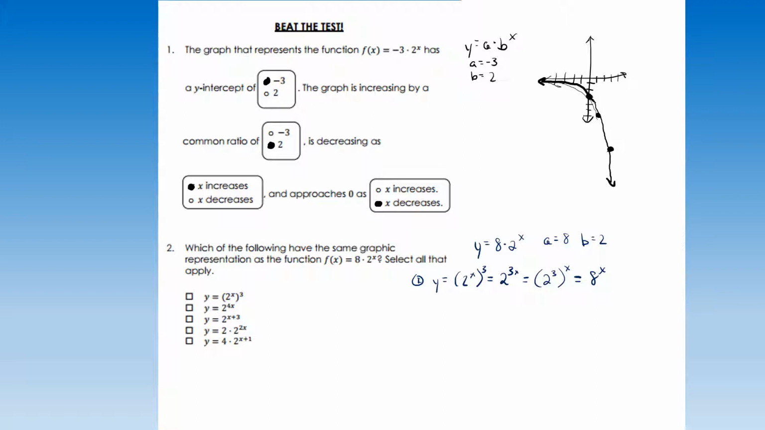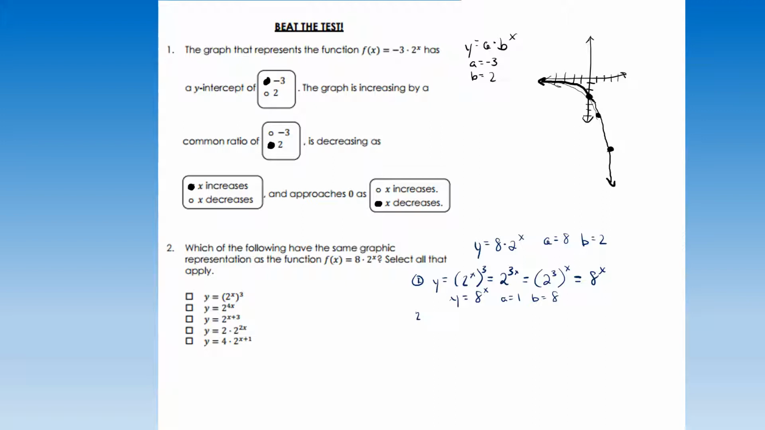So this equation is y equals 8 to the x. Is that the same as what we had originally? No, this is 1 times 8 to the x. So in this case, a is 1 and b is 8. So the first one is not the same equation.